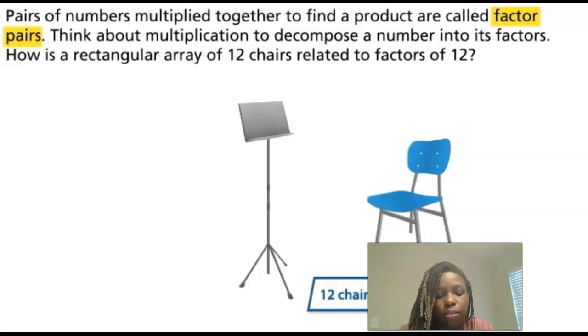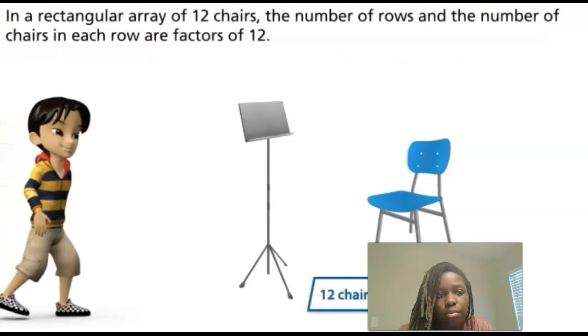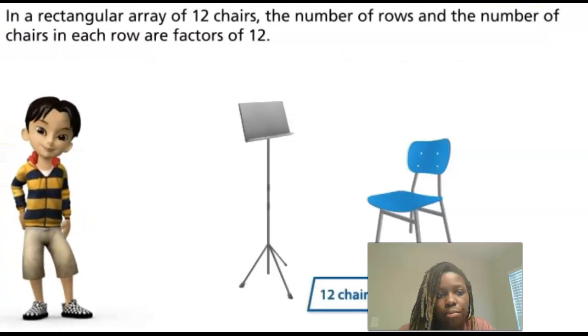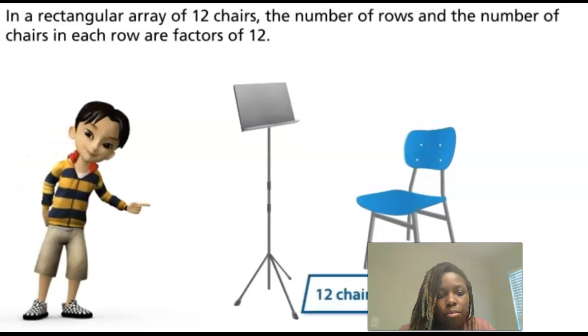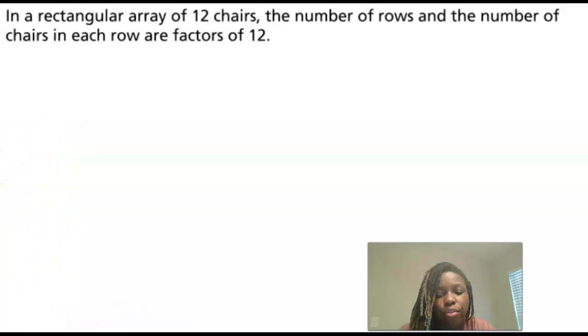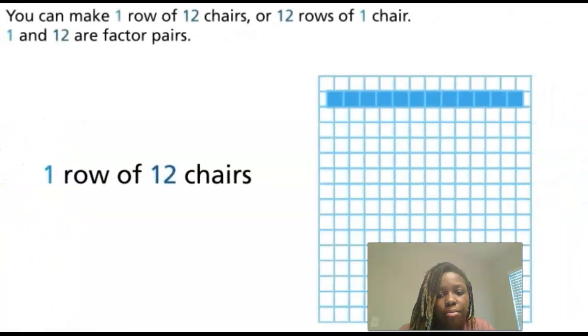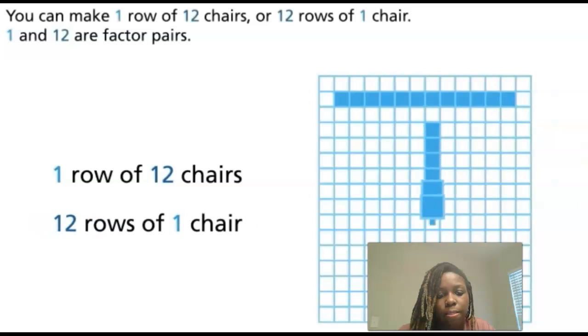Pairs of numbers multiplied together to find a product are called factor pairs. So this is factor pairs, to decompose a number into its factors. How is a rectangular array of 12 chairs related to factors of 12? In a rectangular array of 12 chairs, the number of rows and the number of chairs in each row are factors of 12. Here's our graph, you guys, we're going to be looking at. You can make one row of 12 chairs, or 12 rows of one chair. 1 and 12 are factor pairs. See, 1 and 12, or 12 and 1, they're factor pairs.